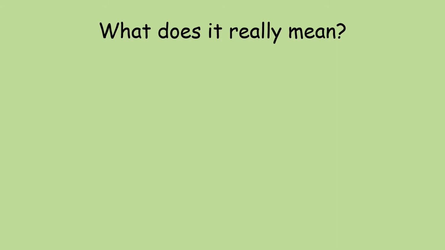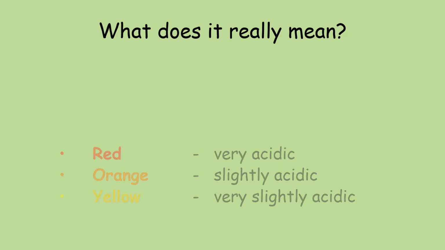So the idea of using the pH scale and using an indicator like pH paper or universal indicator, which is the liquid form of that indicator, is that it tells us a little bit more about the chemical than just is it an acid or is it an alkali. It can help us to tell the difference between something that is very acidic, something that is slightly acidic, and something that is very alkaline or slightly alkaline.